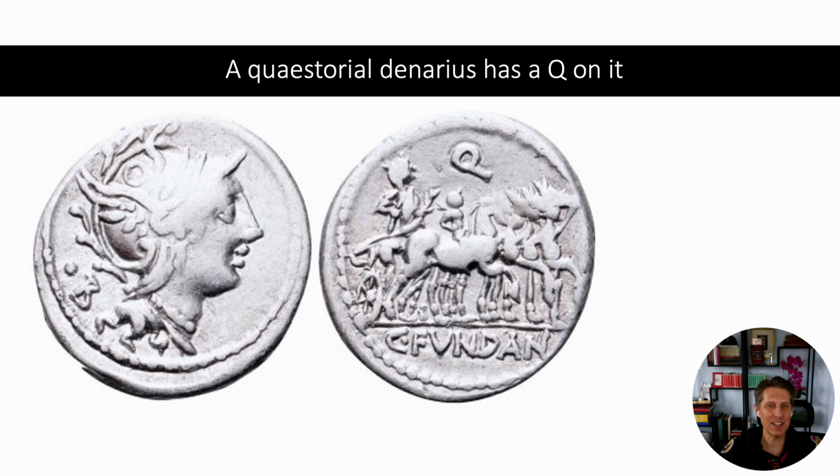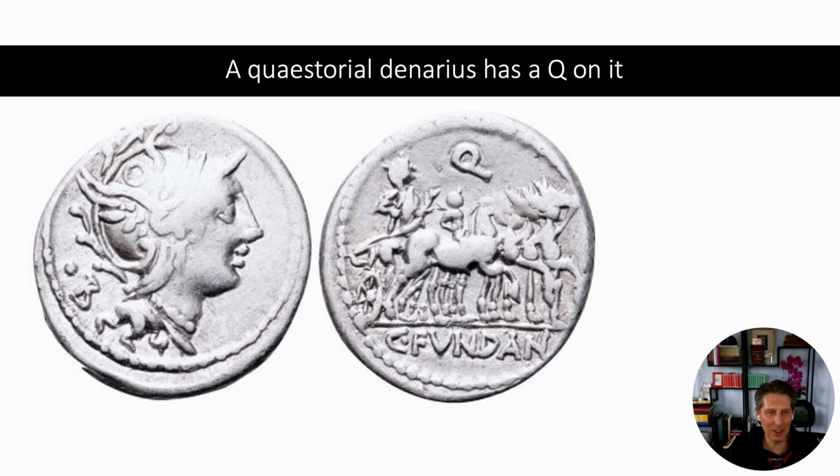They're super interesting because generally when you have a quaestorial issue, something interesting and unexpected has happened. So each time this is connected, in many cases, to a historical event that we can actually identify. And in a lot of cases, it's connected to a really significant historical event. But the way that you can always tell that you have a quaestorial denarius is there's a Q on it.